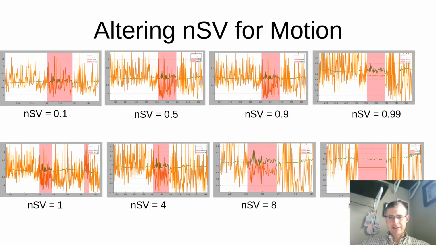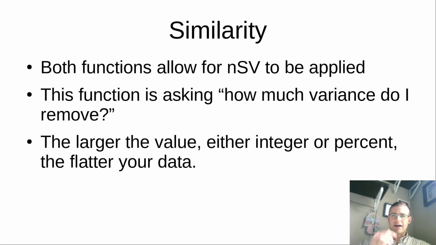And it's only doing this PCA filter within that range. It leaves everything else alone. The similarity is you're using the same input variable. That input variable is asking how much variance do I want to remove. The more you remove, the flatter your data gets. The less you do, the noisier the data is, and the more likely you have some randomness that probably isn't right in there.